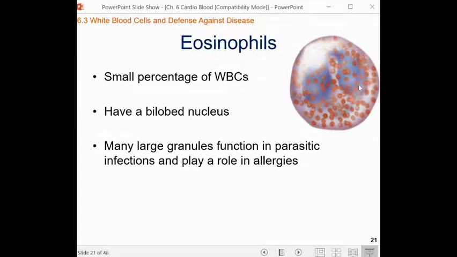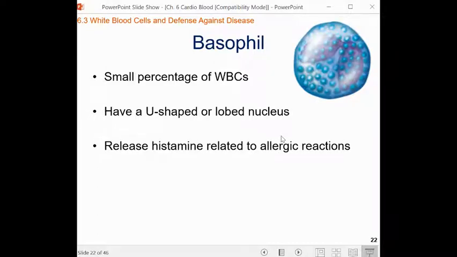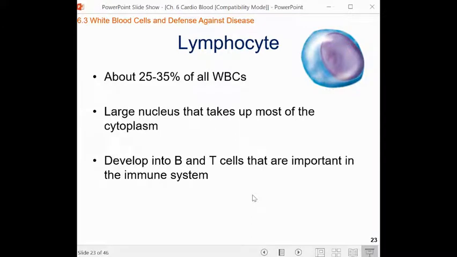Eosinophils are a pretty small percentage of the white blood cells. They have 2 lobes in their nucleus, and many large granules, and function in parasitic infections. They also kind of play a role in allergies. Your basophils are a little bit more rare. They have a U-shaped nucleus, and they release histamine, which is related to your allergic reactions. So when you take an antihistamine, it's working against that histamine. Histamine does things like inflame your nose, make you have snot, make your eyes water, make your lungs feel itchy. Then we get to your lymphocyte.